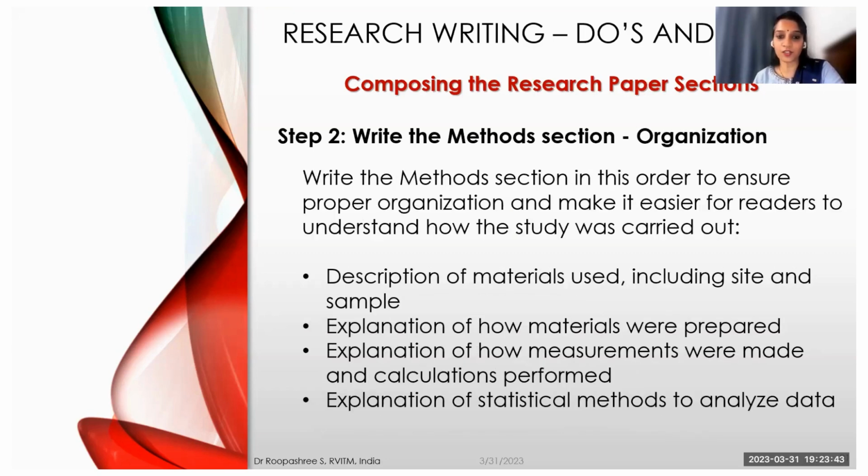So how is this method section organized? This organization consists of 4 important topics. That is, describe the materials that you have used, and if you have collected the data, how did you collect the data? What were the sources of the data? Give the proper references with citations. Explain how it was prepared. Explain how the measurements or the calculations were carried out, and explain any statistical methods that were involved in order to analyze the data that was collected.